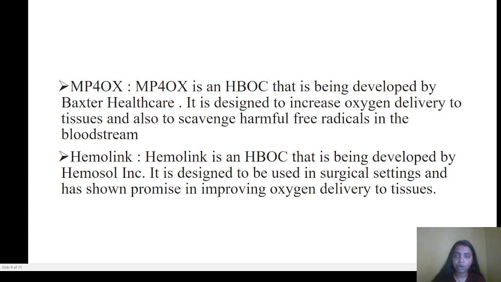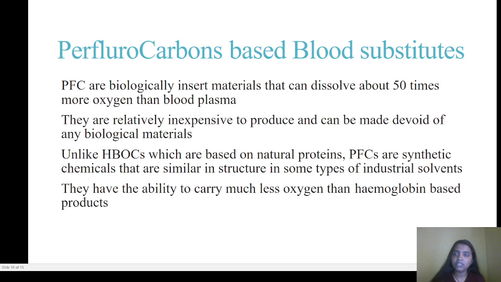MP4OX. MP4OX is an HBOC that is being developed by Baxter Healthcare. It is designed to increase the oxygen delivery to tissues and also scavenge harmful free radicals in the bloodstream. Hemolink. Hemolink is an HBOC that is being developed by Hemosol Inc. It is designed to be used in surgical settings and has shown promise in improving the oxygen delivery to the tissues. And the second blood substitute is perfluorocarbons based blood substitute.